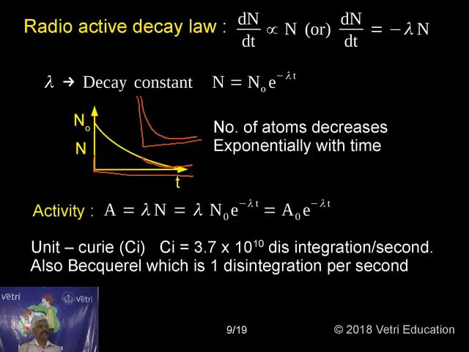Activity. Similarly, N is equal to N naught e power minus lambda t, and A is equal to lambda N. This dN by dt is called activity. The rate of decay is called activity. dN by dt is called A. Therefore, A is equal to minus, we have to add it, lambda into N, or lambda into N naught e power minus lambda t, or A is equal to A naught e power minus lambda t, or A by A naught is equal to e power minus lambda t. Like that, N by N naught is equal to e power minus lambda t.